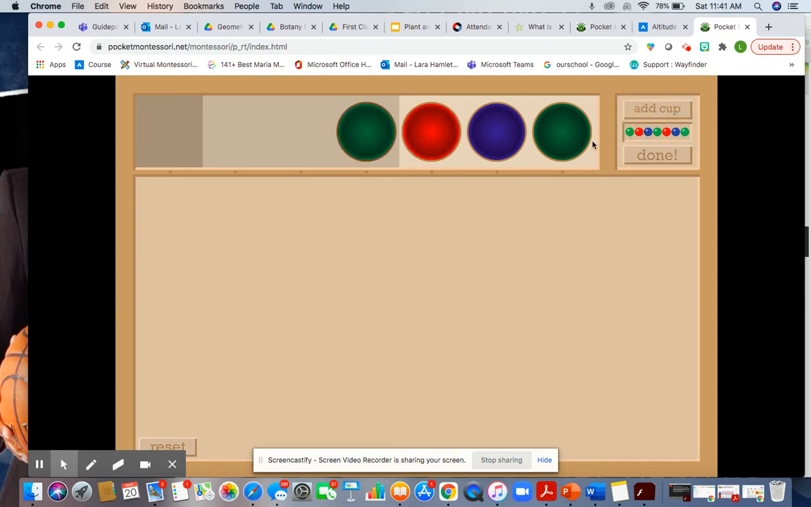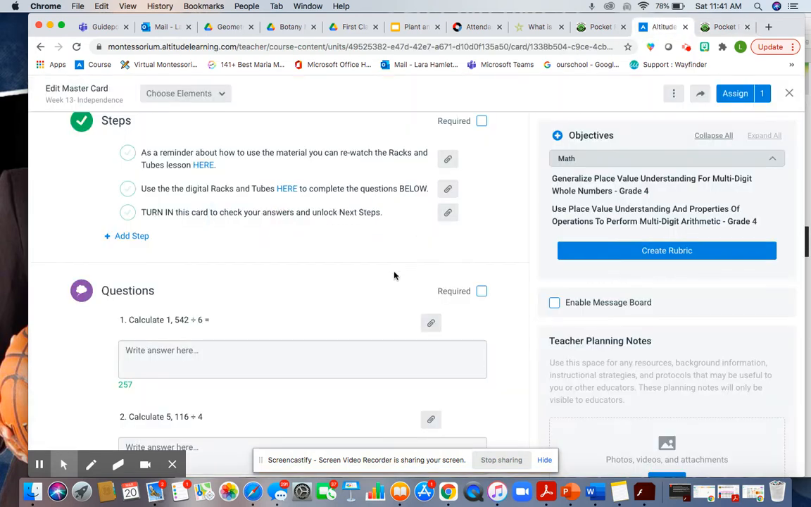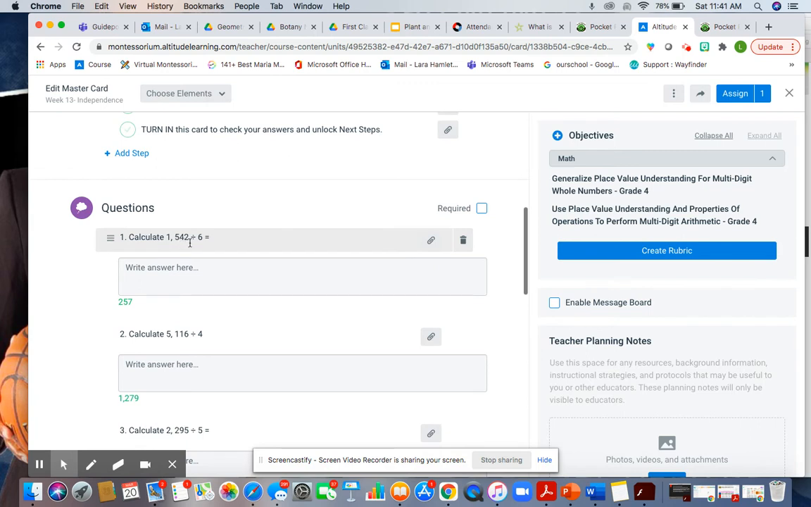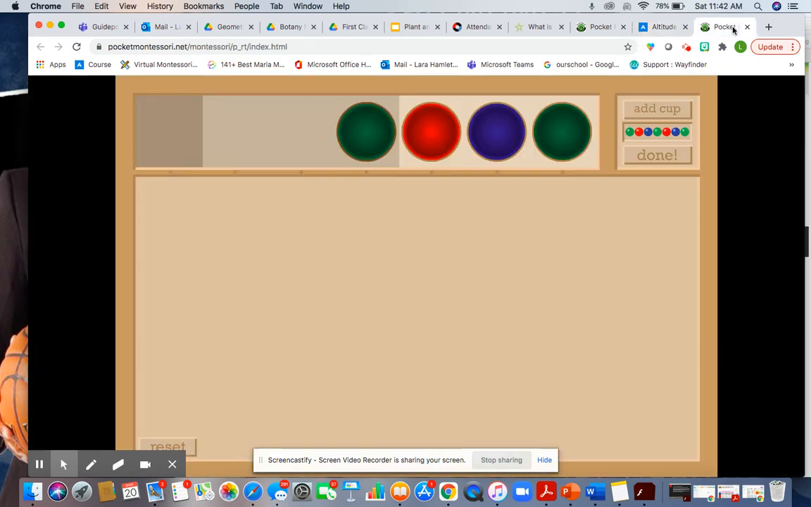I'll add the beads from the equation. This is the equation I'll be doing, 1,542 divided by 6. That means I need 2 units, 4 tens, 5 hundreds, and 1,000. If you have the equations in your notebook, as I said, it'll be easier and you won't have to switch back and forth.